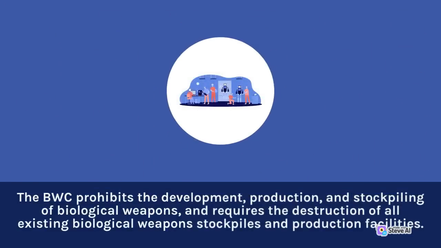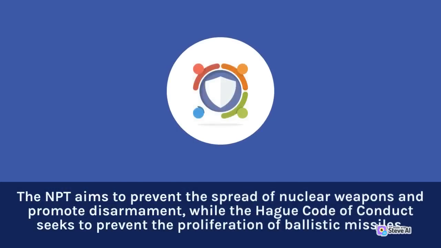The BWC prohibits the development, production, and stockpiling of biological weapons, and requires the destruction of all existing biological weapons stockpiles and production facilities. The NPT aims to prevent the spread of nuclear weapons and promote disarmament, while the Hague Code of Conduct seeks to prevent the proliferation of ballistic missiles.